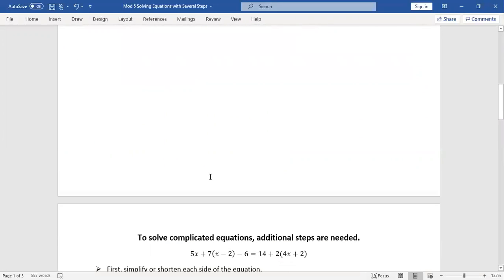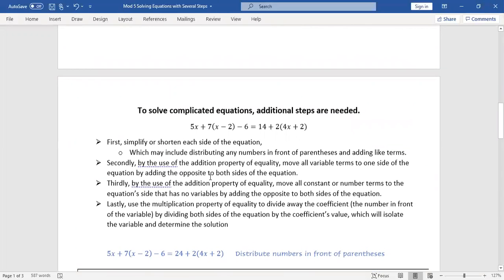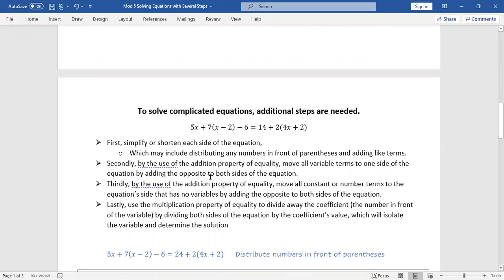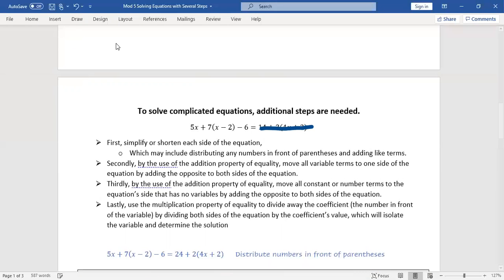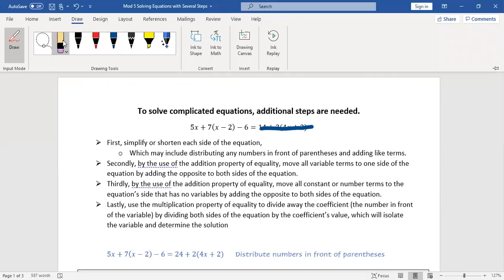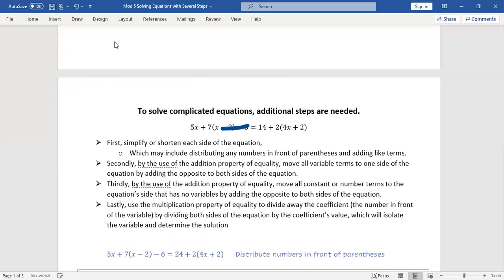Now, when you're solving more complicated equations, you have to do a little more work. Here's an example of a more complicated equation that requires more steps in order to be solved. So the first thing we're going to do is simplify both sides separately. In essence, we're going to totally ignore the right-hand side and just look at the left-hand side, and simplify that side. And then we're going to ignore the left-hand side, and solve the right-hand side.